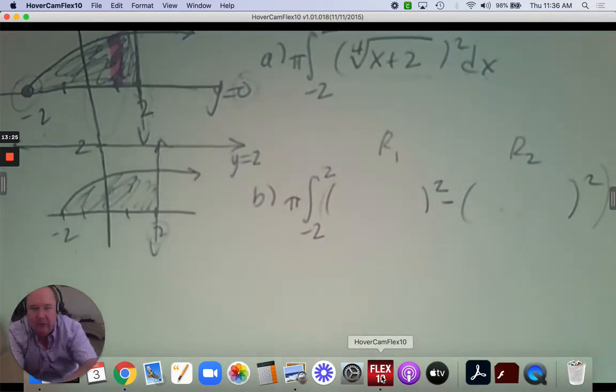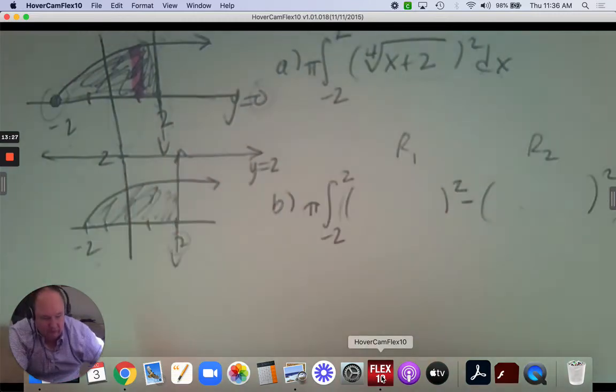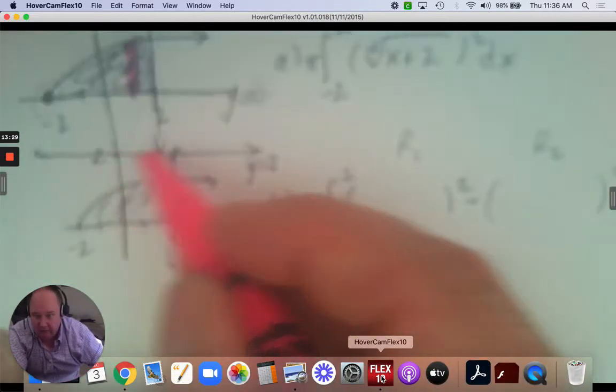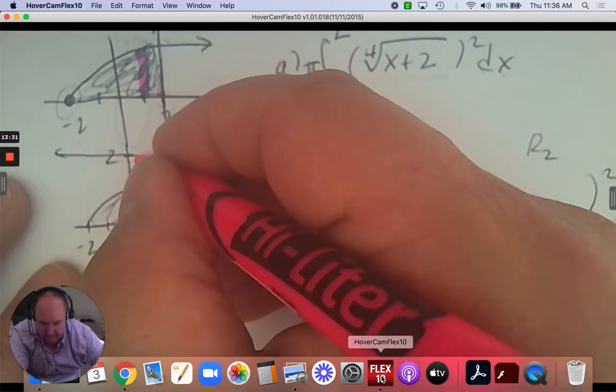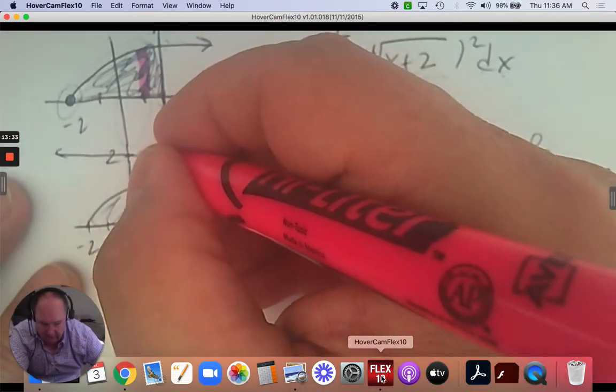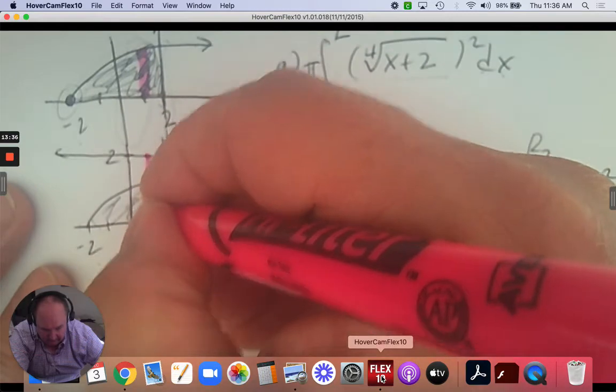All right, so how do I know what the big radius is? Start with your line of revolution, which is y equals 2. Start there, and draw a line straight down through the area.